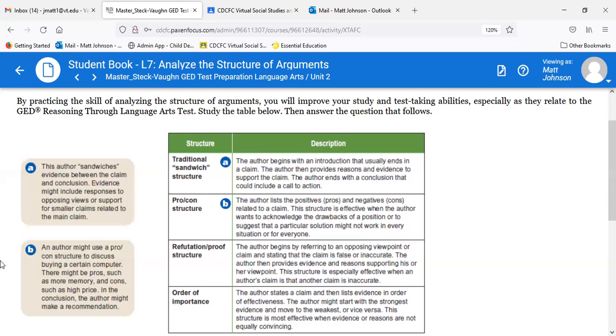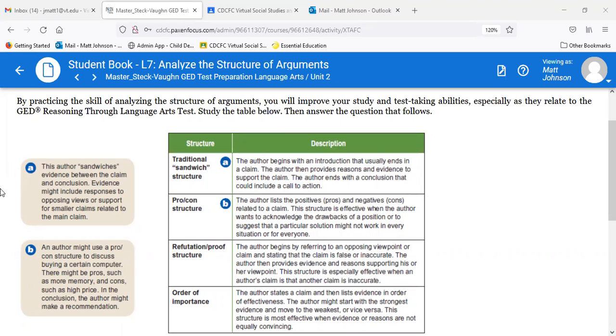In the text box A, it says this author sandwiches evidence between the claim and conclusion. Evidence might include responses to opposing views or support for smaller claims related to the main claim. There's several different ways to go about that within a sandwich structure, that traditional structure. So that's what you see most commonly. Academic histories use that type of structure. Very, very common to see.